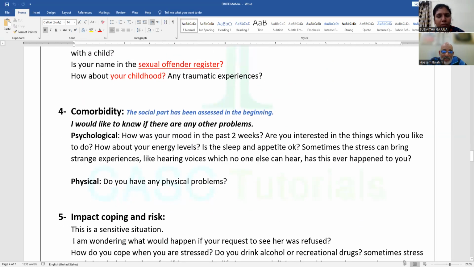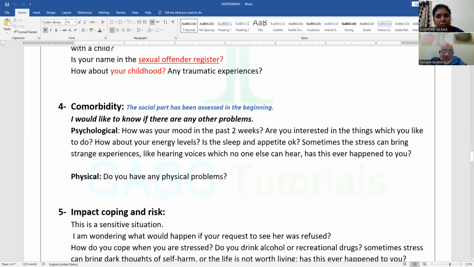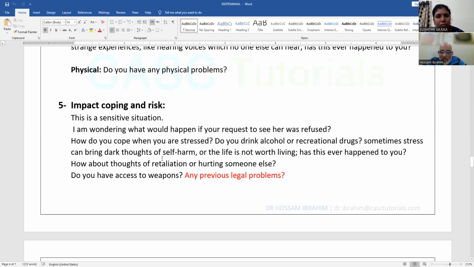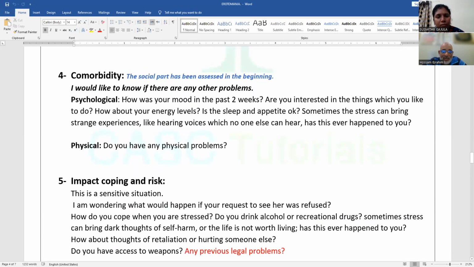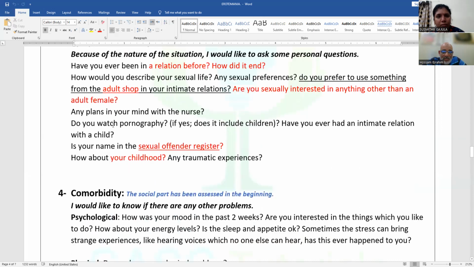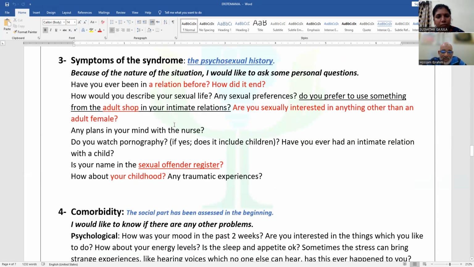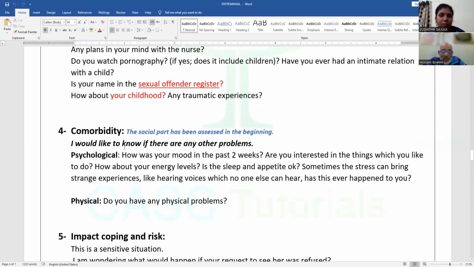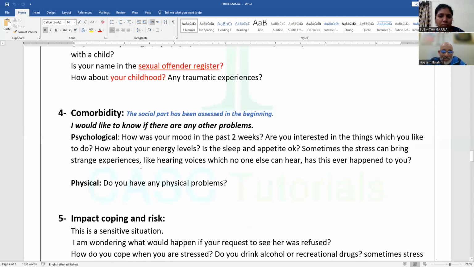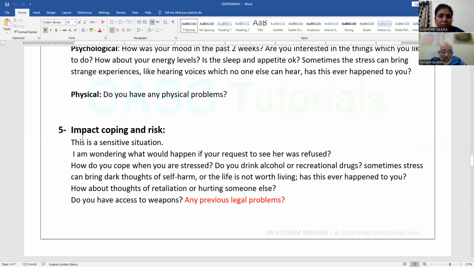Then the comorbidity: I would like to know if there are any other problems. Ask him about the mood, the psychosis, and then the impact, coping, and risk. All the questions up to this part are typical questions. The psychosexual history is like the same questions of exhibitionism. The comorbidity questions are the cliche, typical copy-paste questions of all the history-taking stations, and also the impact, coping, and risk.